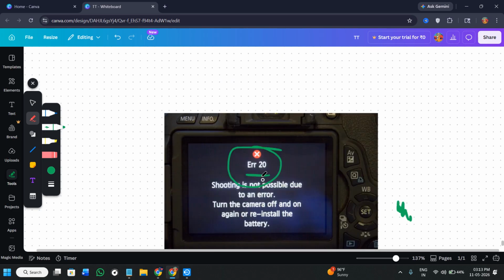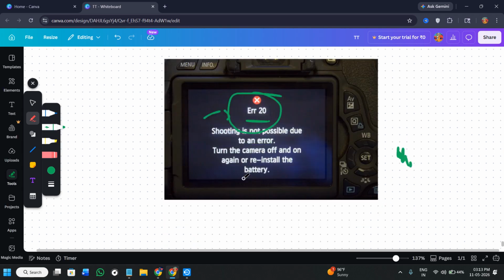Now, if after doing this Err 20 disappears temporarily, it means that the issue may involve lens communication, aperture motor resistance, or mount connection problems. Sometimes dirty lens contacts can trigger this particular error. So you can just simply try this and it may fix it.